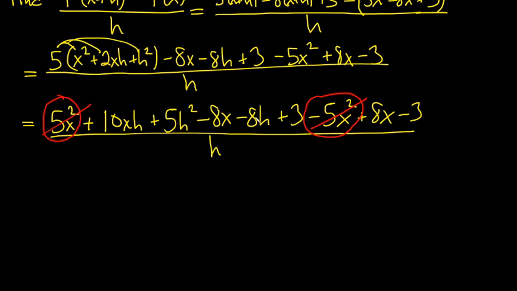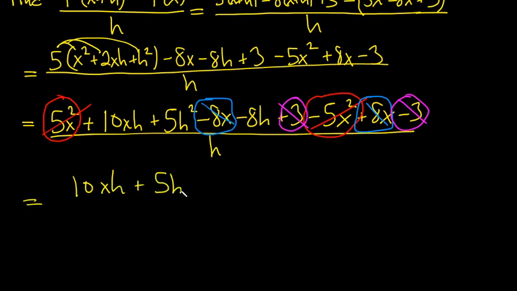And then you can do the same thing with this negative 8x and this positive 8x. That also adds up to 0. And then finally, we have a positive 3 minus 3, and that's also 0. So most of the numerator ends up canceling. So what's left over now? Well, we have the 10xh plus 5h squared minus 8h, all divided by h.